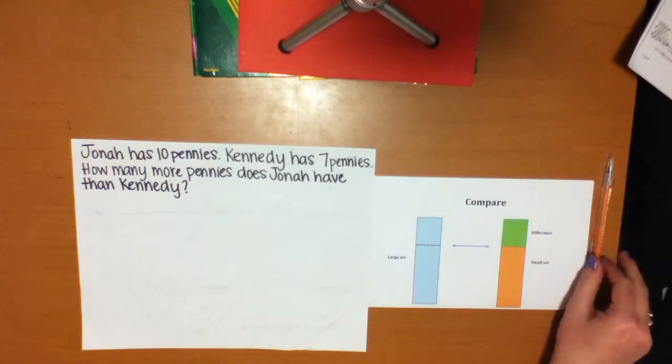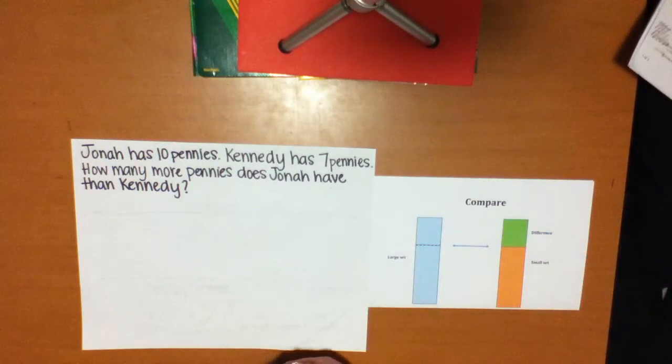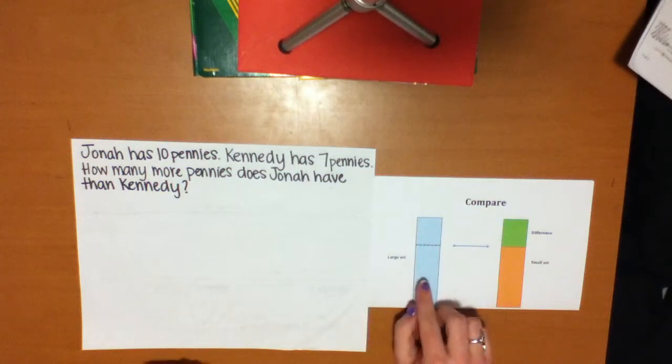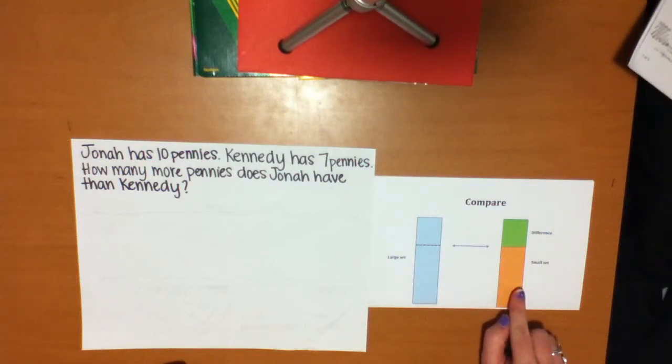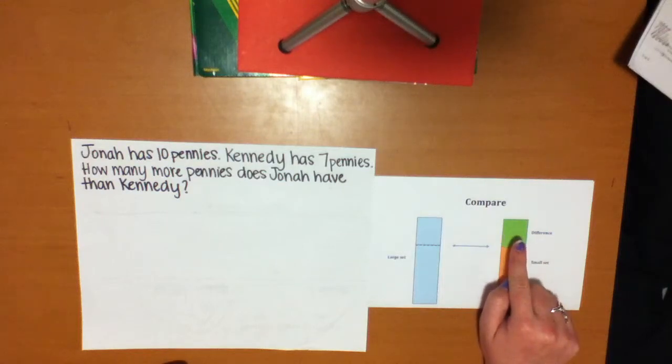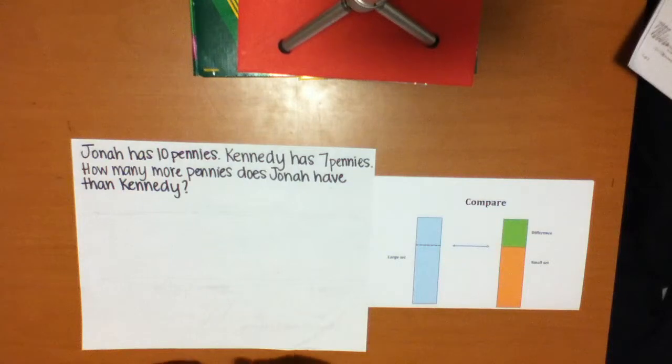Even though we are familiar with our compare model, we can refer to it as a review. We start with a large set, which in this case would be Jonah's 10 pennies. Then compare it to the small set, which would be Kennedy's 7 pennies. Then we would solve for the difference, which is the piece identified with the question mark. Now, we're going to use our strip diagrams to solve for how many more pennies Jonah has than Kennedy.